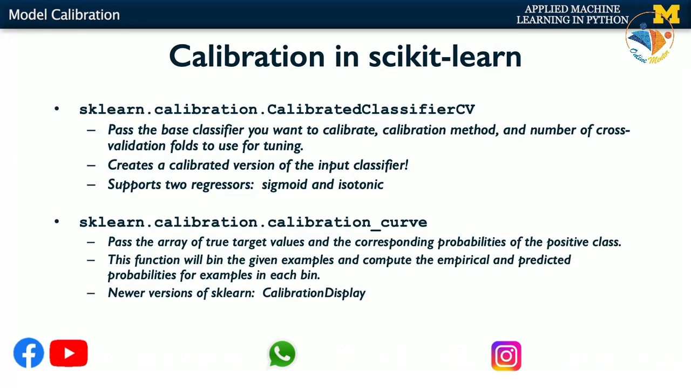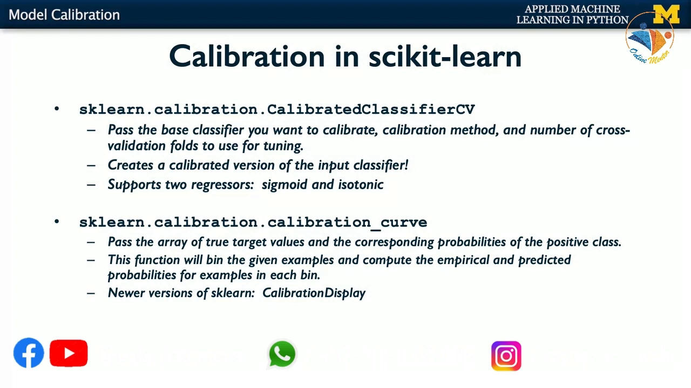So how is this all implemented in scikit-learn? Well, the main routine that you're going to want to use in scikit-learn for calibration is called CalibratedClassifierCV, and the CV stands for cross-validation. And the idea is you pass the base classifier you want to calibrate, you set some parameters that indicate the method you want to use for calibration, as well as the number of cross-validation folds to use for tuning. And the result is a calibrated version of the input classifier that you gave it. And CalibratedClassifierCV supports both of the methods that I just described, both the sigmoid calibration and isotonic calibration.